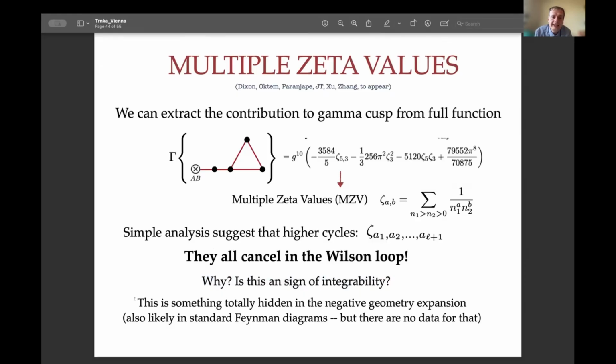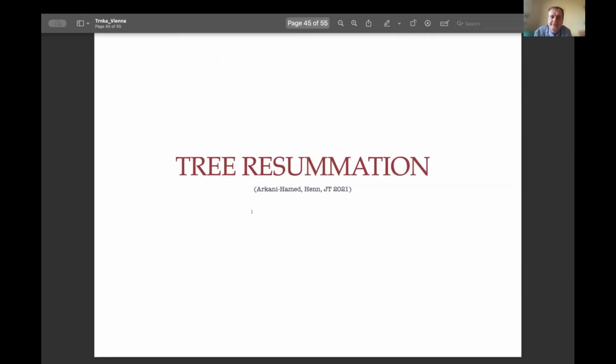And this is totally hidden term by term in this expansion, and we strongly suspect this is also true for Feynman diagrams, but we just don't have any data for these higher loop objects for the Wilson loops going to 4, 5, 6 loops. But I think that from that point of view, these negative geometries are like Feynman diagrams. They would break the single zeta value condition term by term. And there is some conspiracy for the amplitude that everything is just single zeta values in the end.